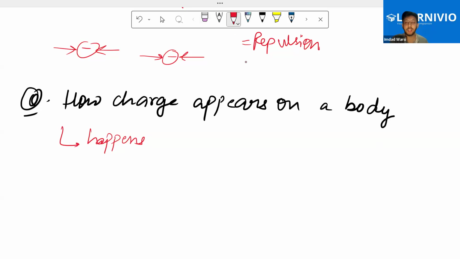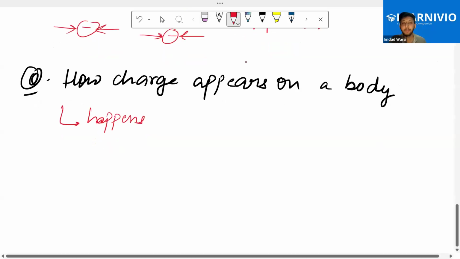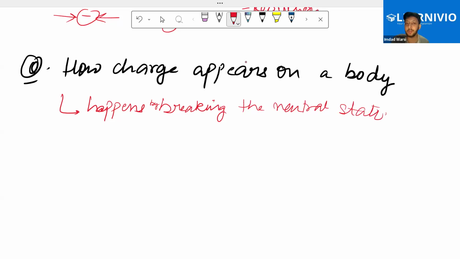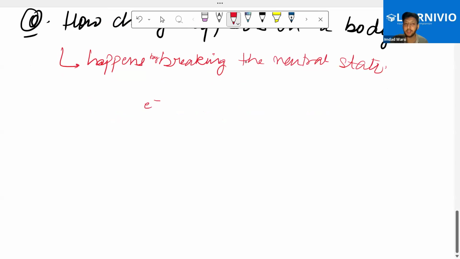Now, how does this charge appear on a body? It happens by breaking the neutral state. What I told you was the meaning of being neutral: the number of electrons is equal to the number of protons. If a body is neutral, will it have any charge? No. Because electrons equal protons, no charge is there.